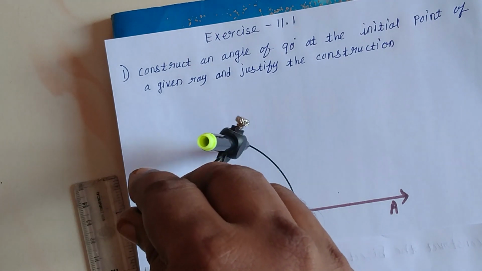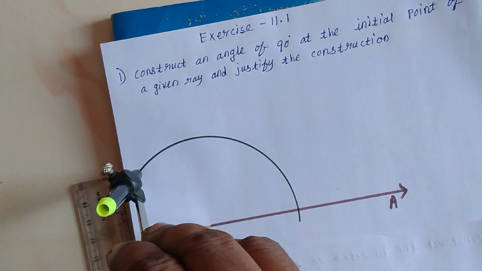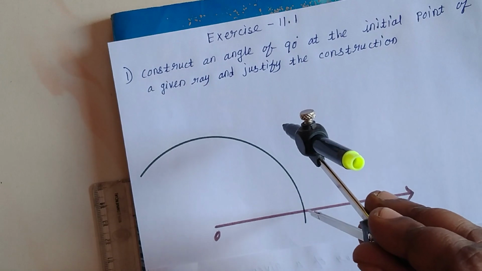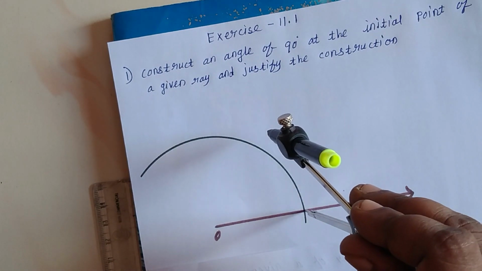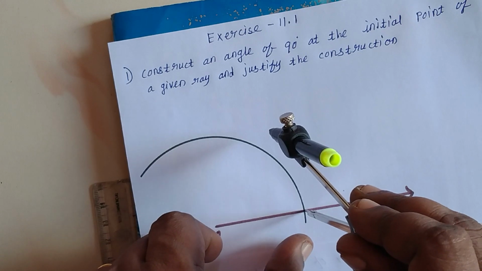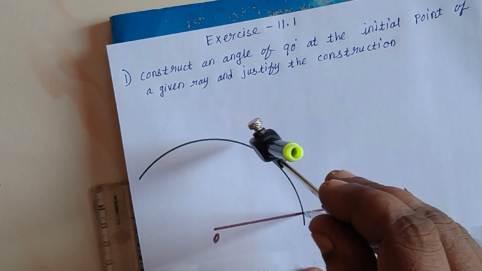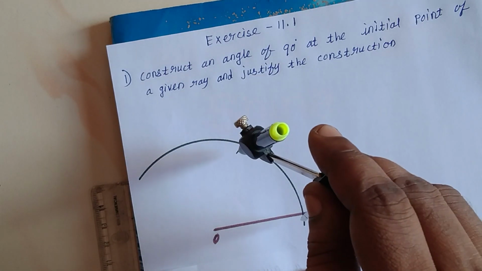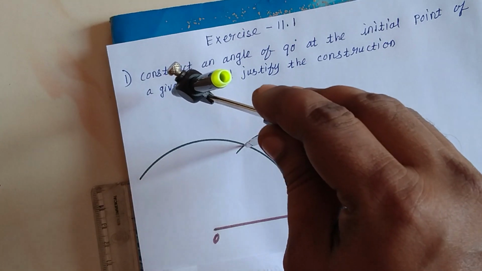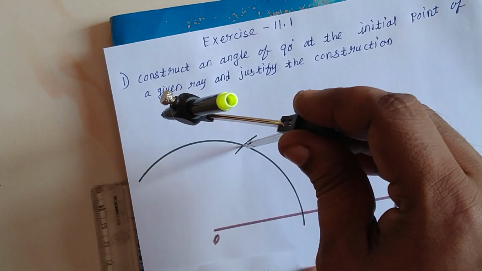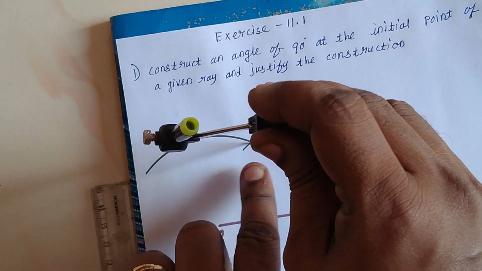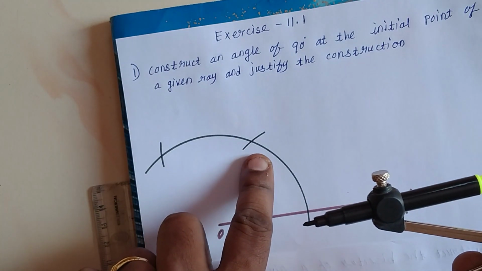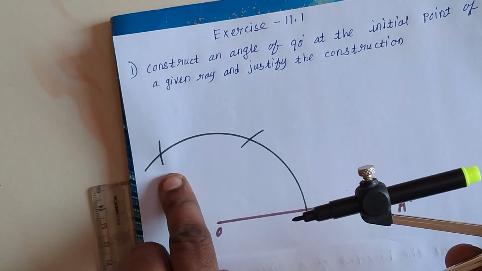So taking a sufficient distance, draw the arc like this. Then this arc is intersecting ray OA at this point. So taking the same distance which you have taken from O to this point, you have to draw the arc here in such a way. Again this will be 60. Now I will draw 120. So 120 is nothing but twice of 60. So again from this arc I will take the same distance and it will be 60. So this is 120. This is 60, this is 120.